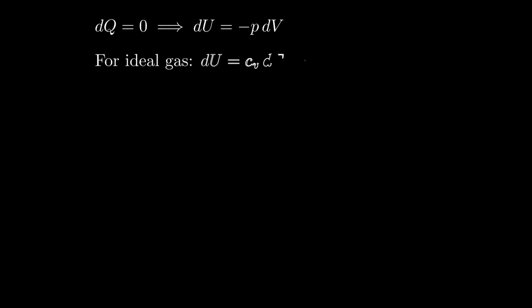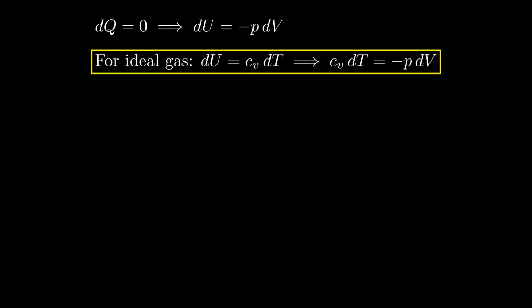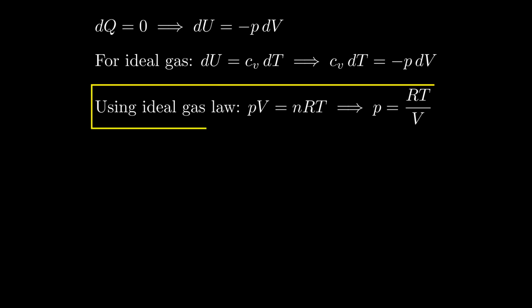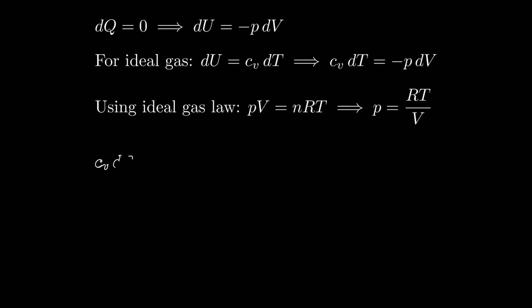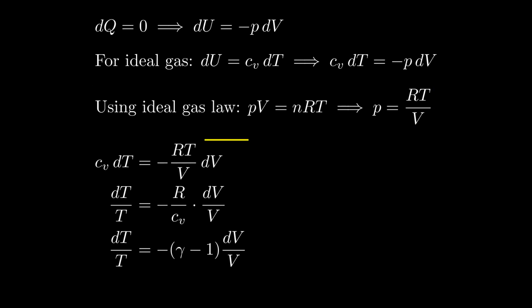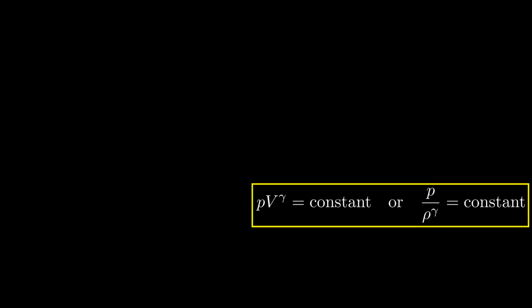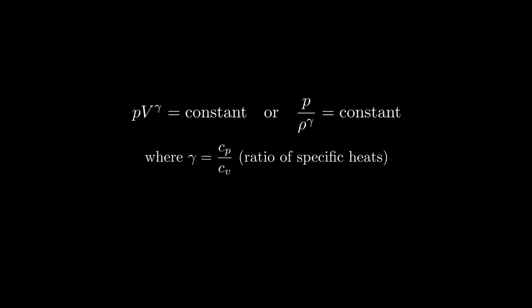For an ideal gas, we can express this in terms of internal energy and temperature. To connect pressure and temperature, we'll use the ideal gas law. After substituting and rearranging, we get a relationship between temperature and volume changes. This leads us to our first isentropic relation, a fundamental equation for compressible flows. Here, gamma represents the ratio of specific heats, a key property that determines how the gas stores energy.